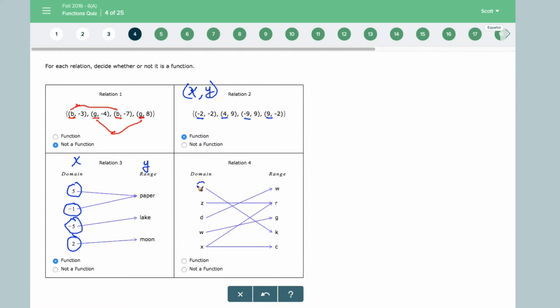Okay, and here we have one answer for the f, again, x and y, one answer for the z, one answer for d, one answer for w, but look right here. There's 2 answers for this one going to R and one going to C. We can't have 2 answers, so that is not a function.